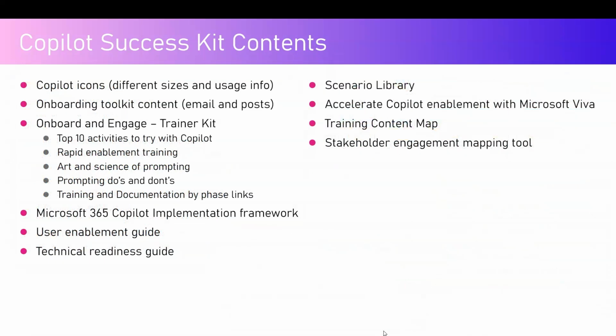Now, what does the Copilot Success Kit contain? It contains Copilot icons of different sizes and usage, so you can use them in your signature, in your email collateral, or in your PowerPoint presentation. Onboarding toolkit content contains emails and posts, which you can post regularly within your organization, so that people get readily engaged and utilize Copilot for improving productivity within your organization.